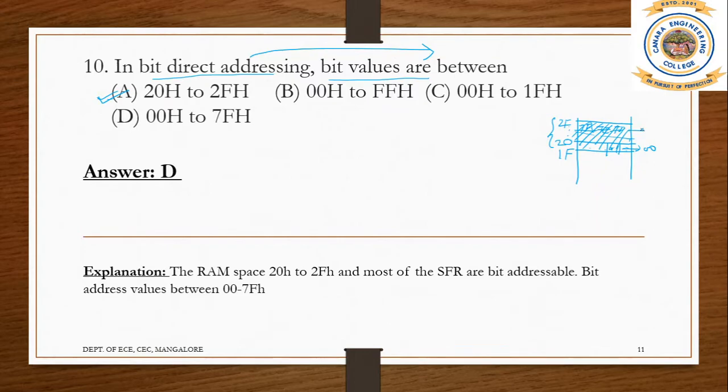So in total, you will have 8 bit values in each byte address. So 8 bit values in 20, 8 bit values in 21, 8 bit values in 22, like that up to 2F.